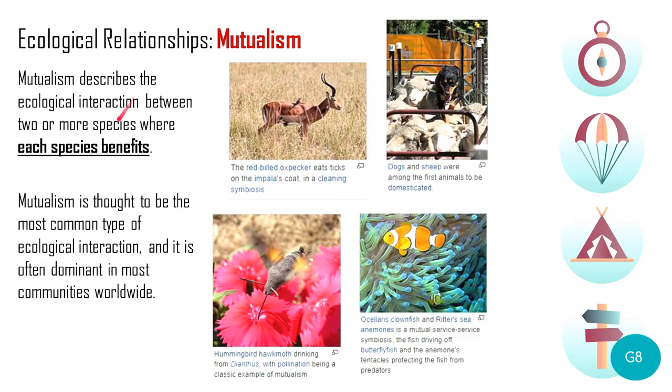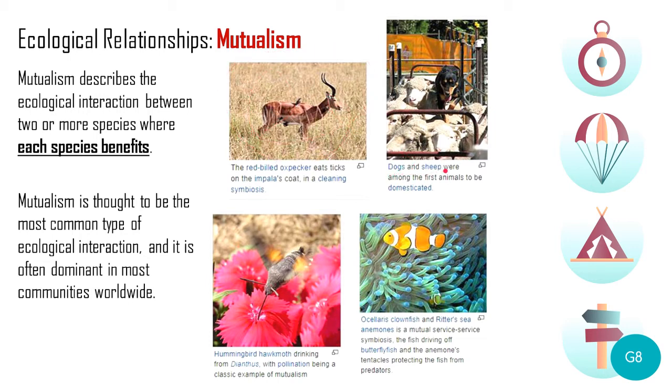So mutualism describes an ecological interaction between two or more species in which both of them or all of them benefit from the interaction. This is thought to be the most common type of ecological interaction, and it is often dominant in most communities around the globe. So let's look at some of these examples. We have here a red-billed oxpecker. That's the bird here, which eats the ticks on the impala, right? It eats ticks on the impala's coat in a cleaning symbiosis.